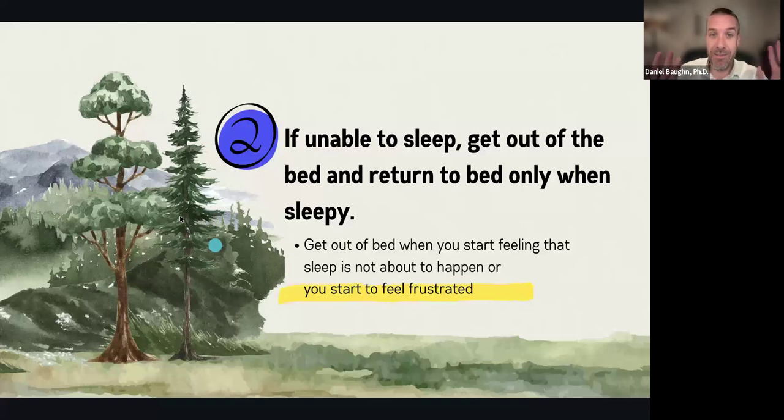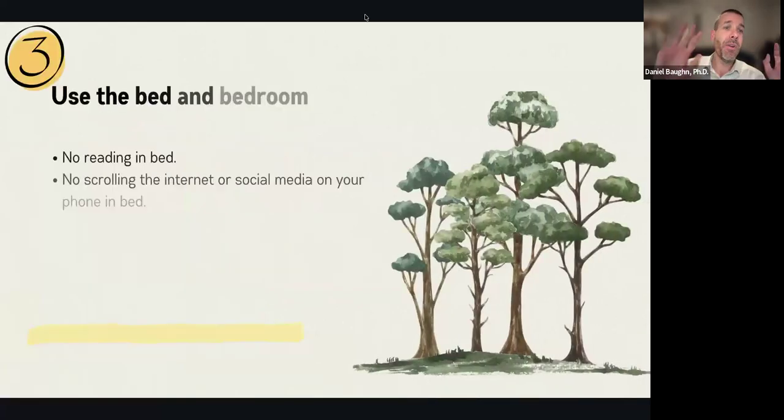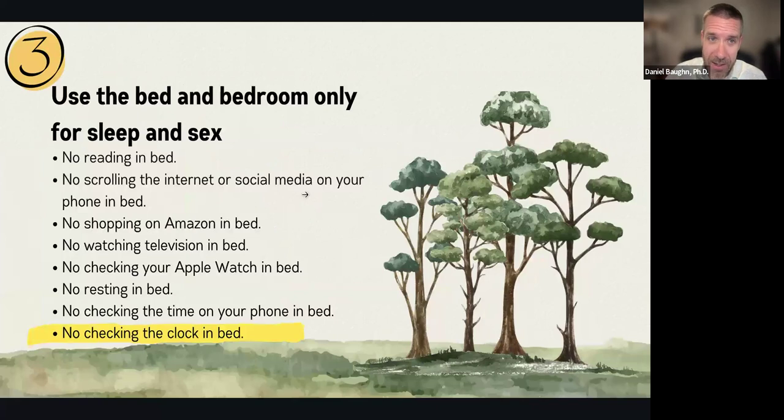But so again, number two here, super, super relevant. If you're unable to sleep, get out of bed. Only go back to bed when you are sleeping. Okay. Number three, use your bed and your bedroom just for sleep and for sex. This one is really, really important, and it has everything to do with classical conditioning, which is a really core psychological principle.